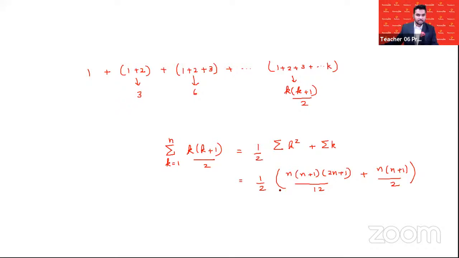So let us find the answer for the 5th day, how many chocolates or how many sweets he has collected till the 5th day. So you just have to put n equal to 5. This would imply he will have total gifts equal to half into 5 into 6 into what is 2n plus 1? 2 into 5 is 10 plus 1, which is 11, by 12, plus what is this? 5 into 6 by 2.